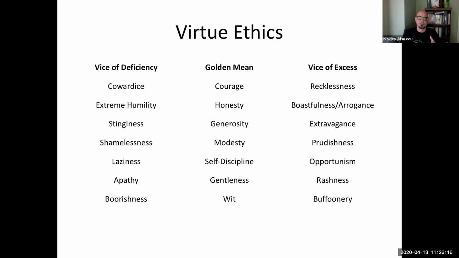So the four cardinal virtues are justice, temperance, wisdom, and what did I say? Courage, wisdom, temperance, and justice, right? Those are the four cardinal virtues. Aristotle expands that list. So here we have courage, honesty, generosity, modesty, self-discipline, gentleness, and wit. And the virtues are means between those extremes. So take a second here and look at this chart and notice how I have it set up to where we have the deficiency or lacking the trait on one hand, excess on the other, and mean in the middle.